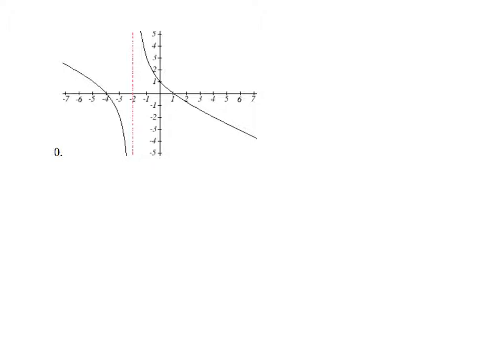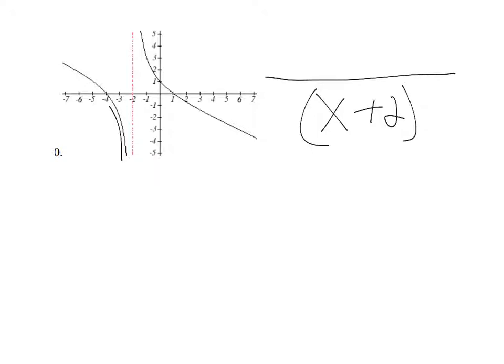So for this one, I am seeing what? I'm seeing a single vertical asymptote at x equals -2. And I'm also seeing that it acts like 1 over x, so I don't have to square it. I'm seeing a single zero at x equals 1, right? So I'm going to write x minus 1.